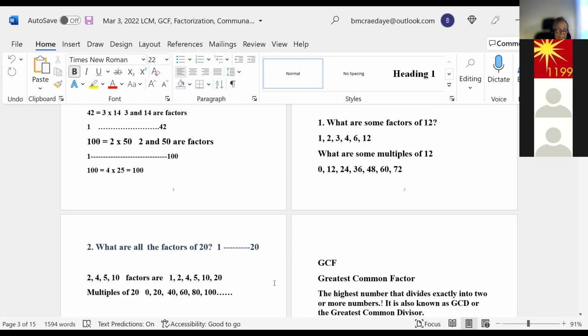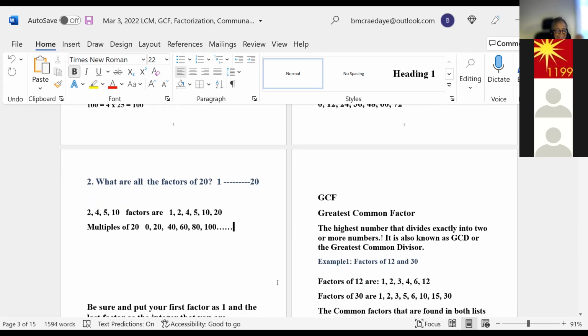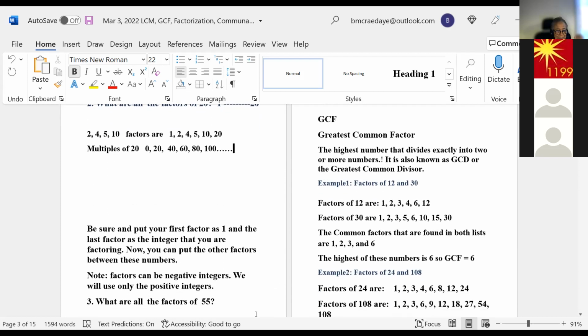Okay, any questions now on factors and multiples? You just need to practice. Remember, like I put it here, put the first factor as 1, and the last factor as the integer you're factoring. Now you can also have negative integers, but we're not going to deal with negatives. We'll just stay with the positive ones, okay?